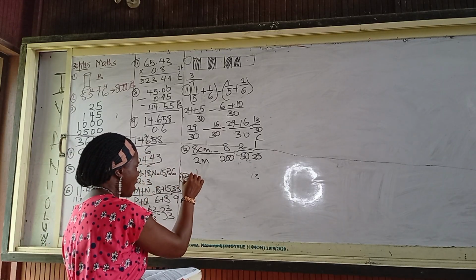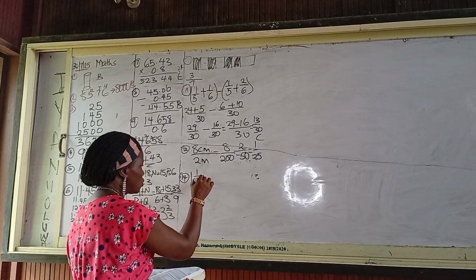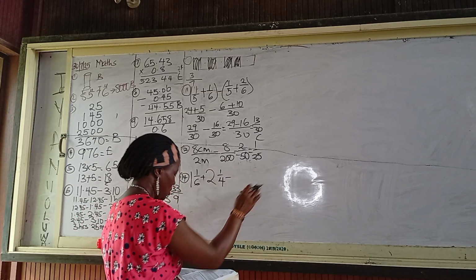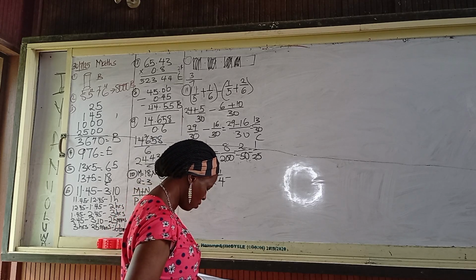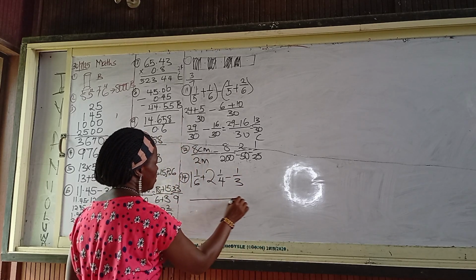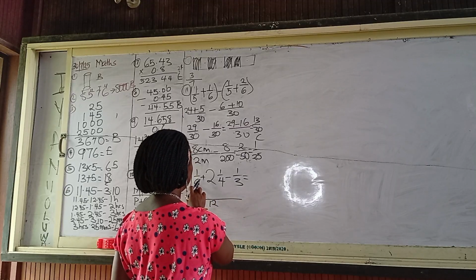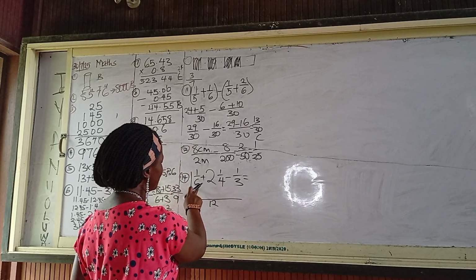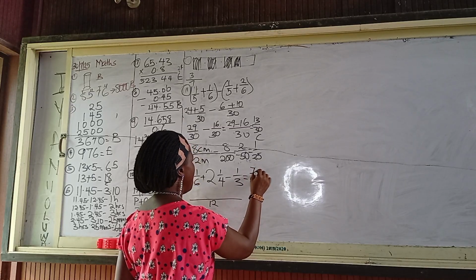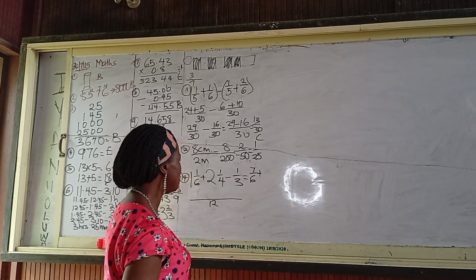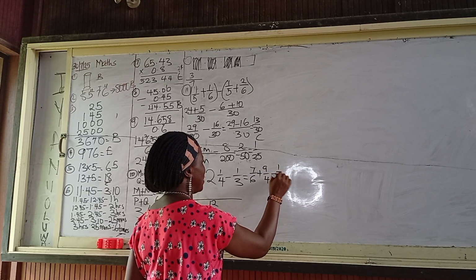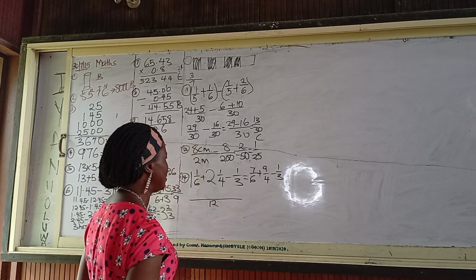simplify 1 over 6 plus 2 whole number 1 over 4 minus 1 over 3. So we are finding the LCM. What question? So let's take it away and change it to improper fraction. 6 times 1, 6 plus 1. That is 7 over 6 plus 4 times 2, 8 plus 1. 9 over 4 minus 1 over 3. So we are working with this now.